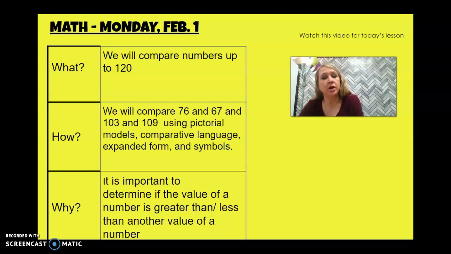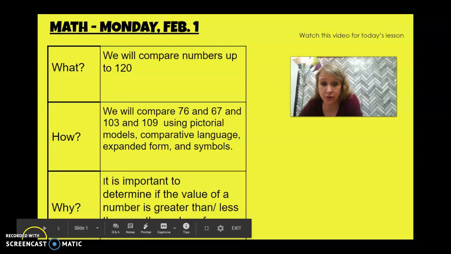Today we will compare numbers up to 120. How will we do this? We will compare 76 and 67 and 103 and 109 using pictorial models, comparative language, expanded form, and symbols. Why is this important? It is important to determine if the value of a number is greater than or less than the value of another number.